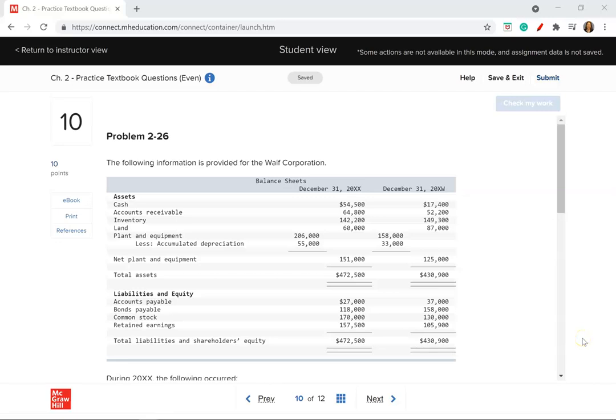In problem 2-26, we're going to put together a cash flow statement for Wave Corporation. So when the company puts out its financial statements, it has to give a balance sheet, an income statement, a statement of changes in equity, and a cash flow statement. And basically with the cash flow statement, all we're doing is rearranging the balance sheet and the income statement and taking out all of the accruals so we can see what the company did with its cash.